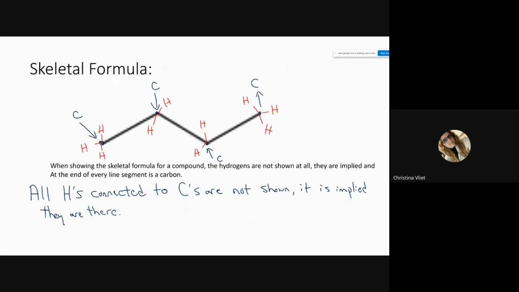So these are the 3 different formats you've got to be aware of. I'm going back here real quick. Now, in the next few slides, we're going to do some practice questions with these different formats.